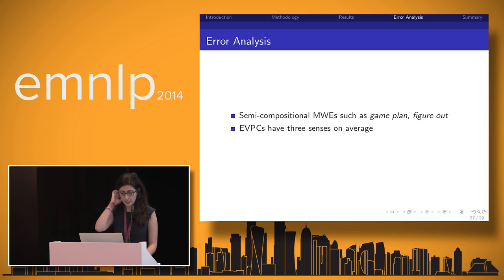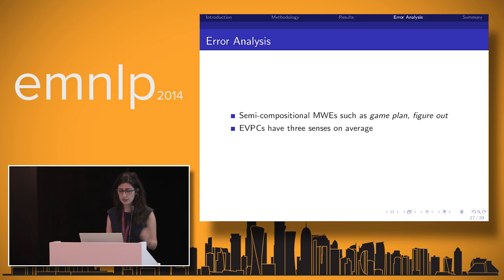Okay, we did some error analysis, and we understood that we have problems. Some of our problems are with the semi-compositional multi-word expressions. So for example, game plan is not fully compositional or fully non-compositional. According to our human annotations, game is considered as compositional. Our system says it's non-compositional. And for figure out, we had the same problem. Our system says that figure out is non-compositional, but according to our annotation, it's compositional. Of course, it's something between.